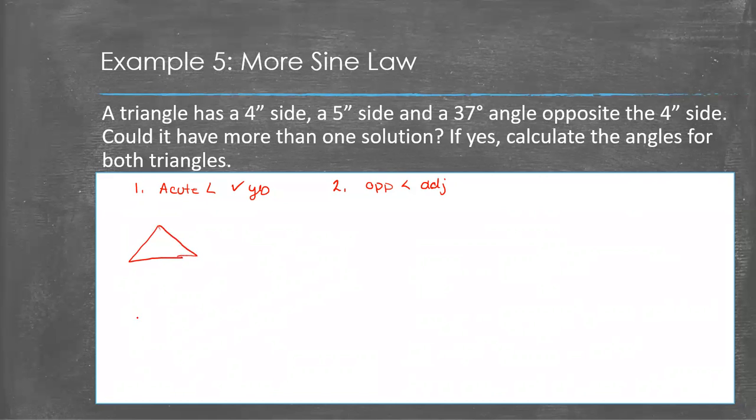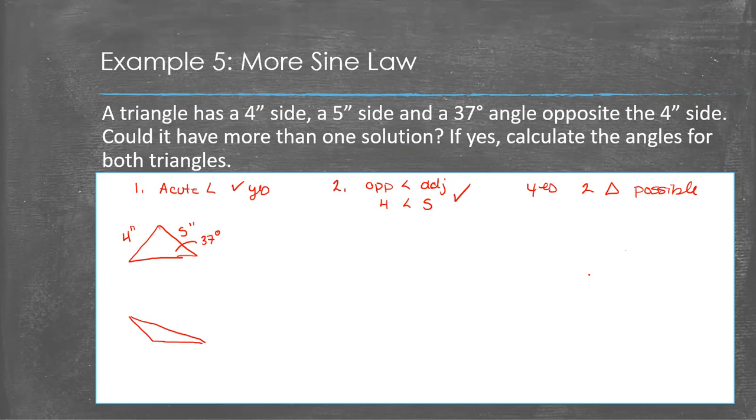And what we're going to find out is, could it instead look like that? So which version of the triangle is possible, or are both possible? Here we'll say this angle is 37 degrees. The opposite side is 4 inches and this is 5. So opposite 4 has to be less than 5. That's true. So yes, you could have 2 triangles. All right, so we met both of the conditions.